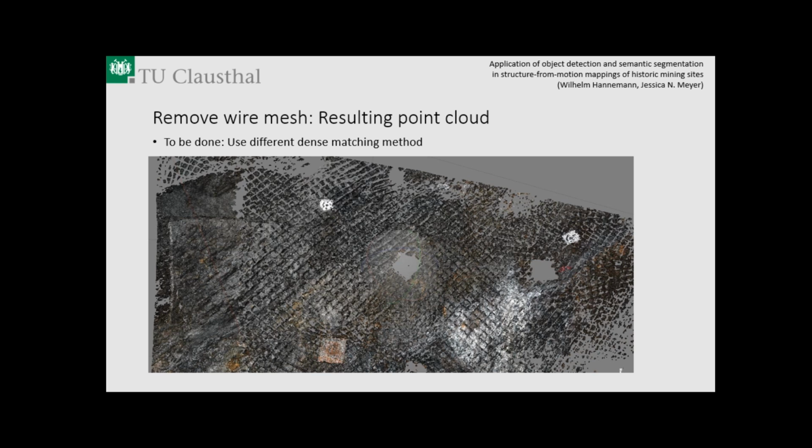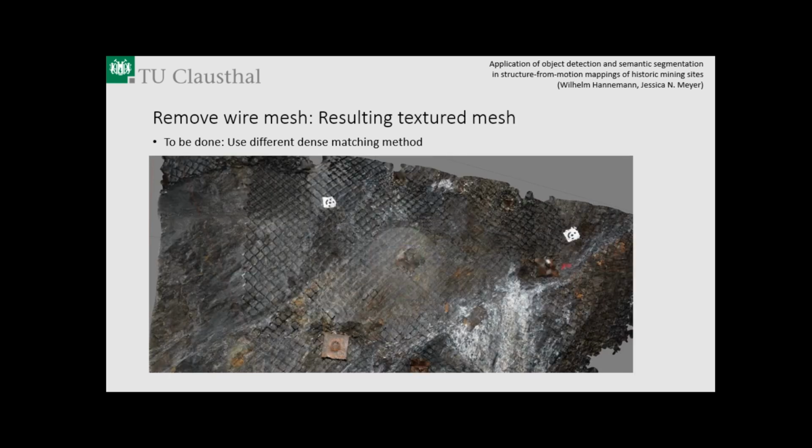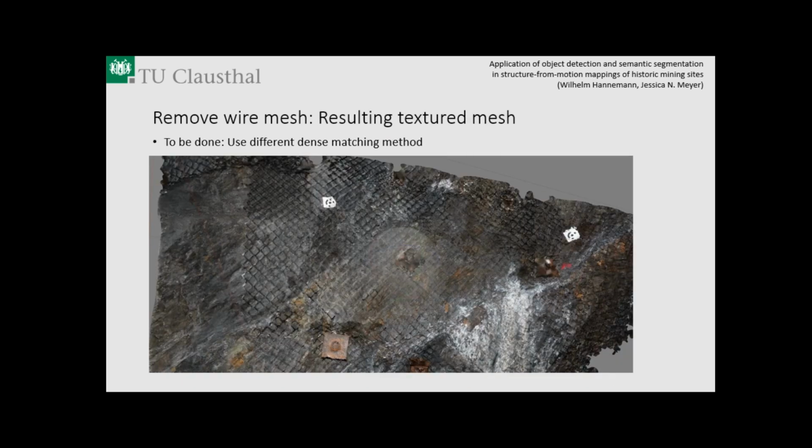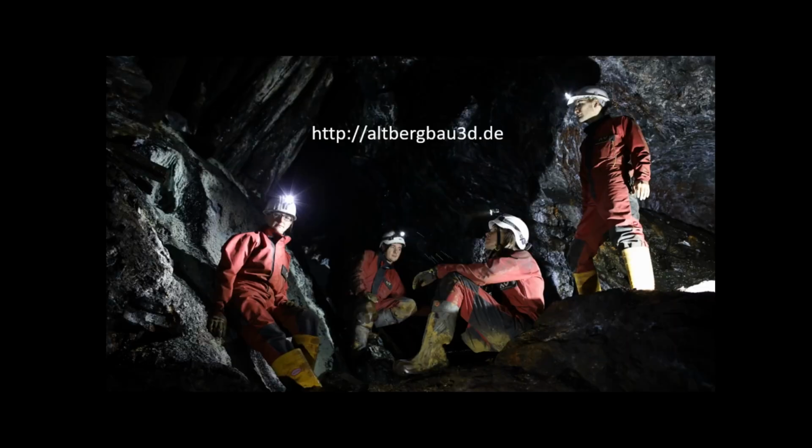It's not a perfect result. We still have some errors from shadows of the wires and some problems in the dense matching. So it's not the perfect unobstructed surface we wanted to have, but at least it is a start. Here's a textured mesh of this part without the wires. So if you go back, this is an original image, and this is somehow an idea of how it would look without these wire parts. So thank you for your attention.